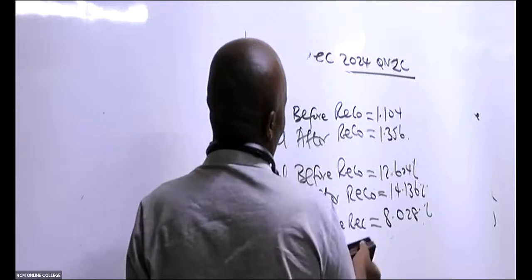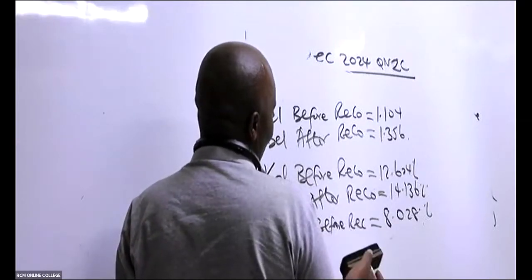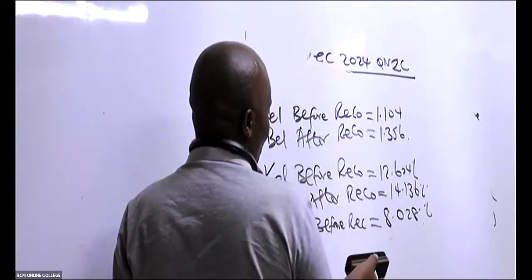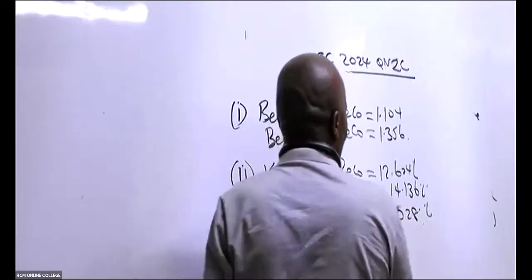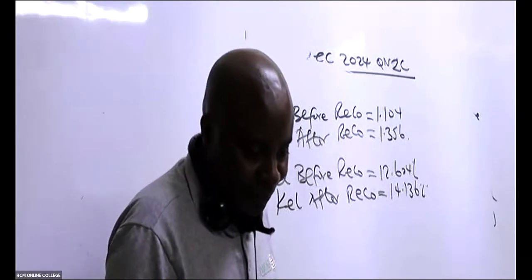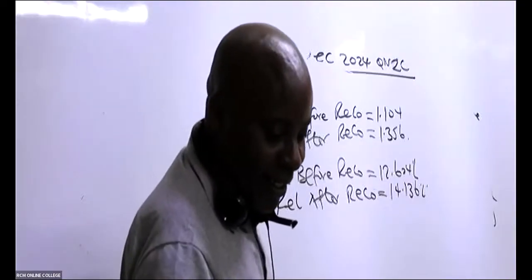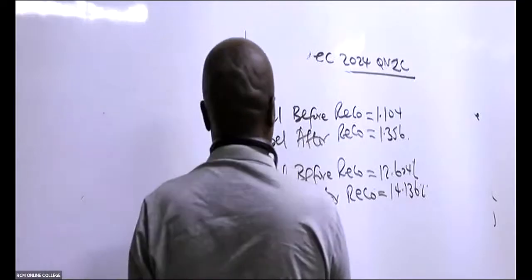So the Bell before reconstruction 1.104, no problem. Bell after reconstruction 1.356, no problem. KEL before, no problem. KEL after, no problem. The only place we have a problem is in getting WACC. So WACC before reconstruction.